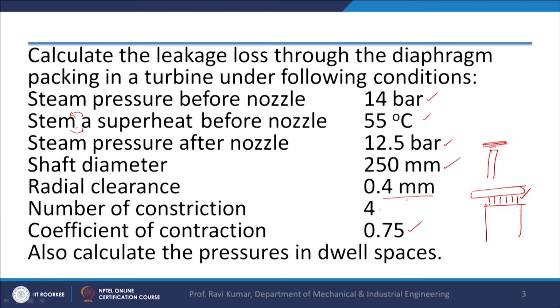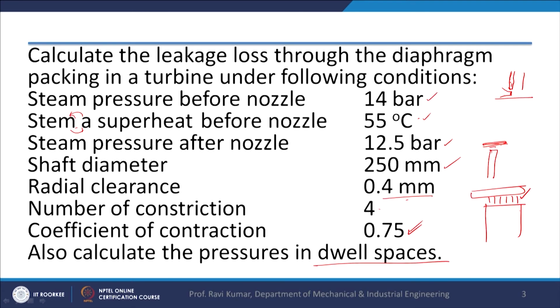If we magnify this figure, it is going to be like this. Steam is passing through the restricted space, and here also a vena contracta is formed. So, the actual cross-section area available for the transmission of fluid is only 75%. So, also calculate the pressure in dwell spaces.